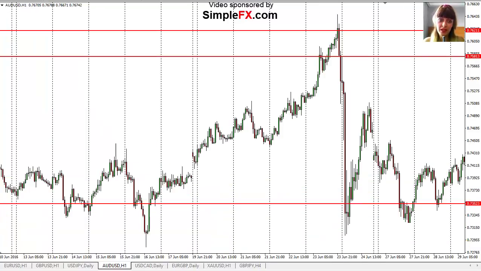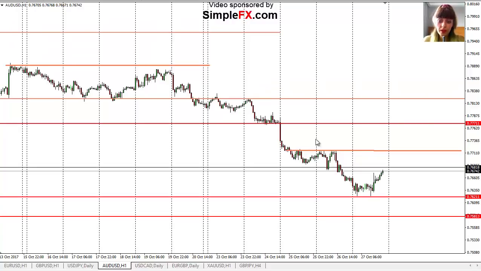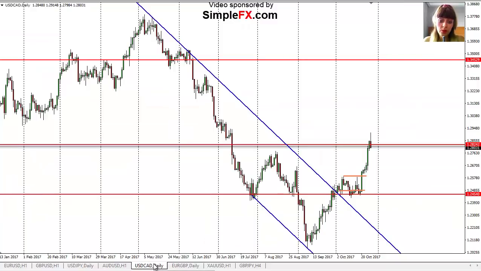So that's how I see the market. That's what I look for usually. So you can see that's how you... I think it's the best way, well, anyway, for me. Okay, so this is Australian, and now we're going to Dollar Cad.